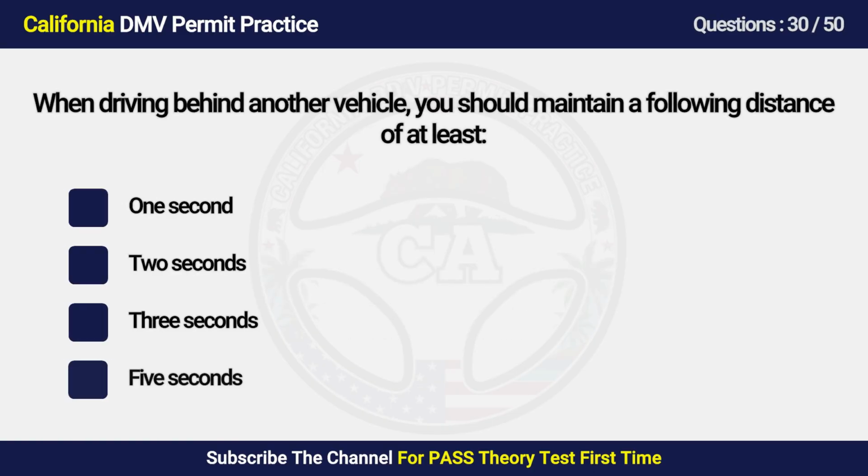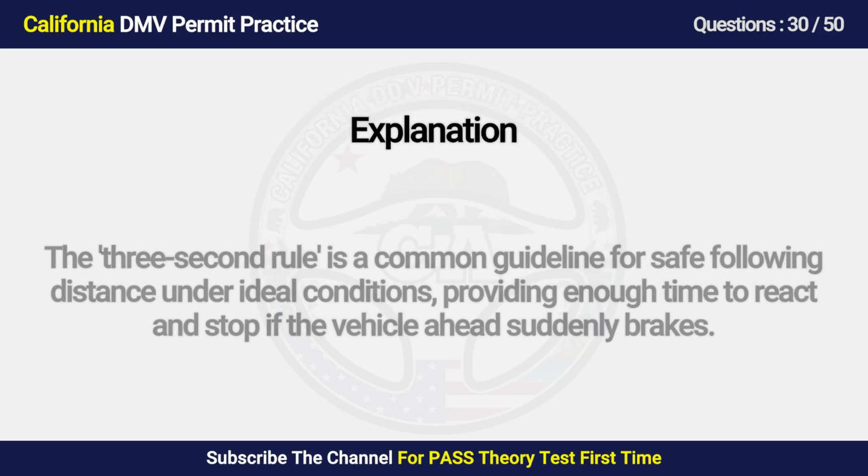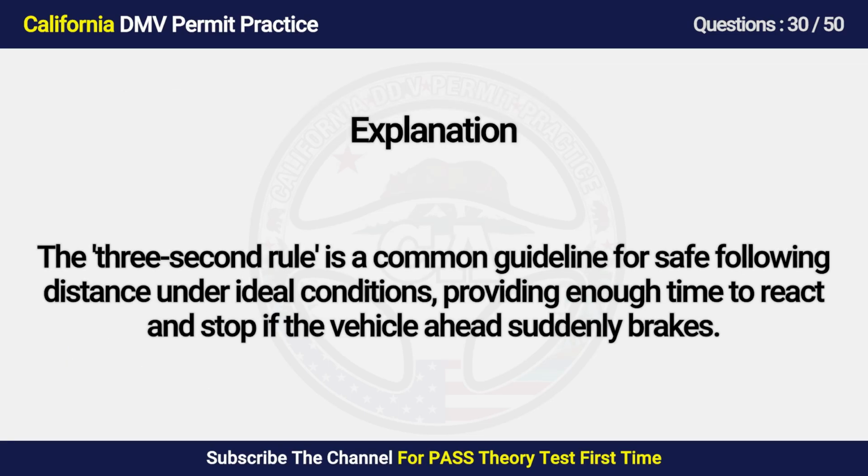Question 30. When driving behind another vehicle, you should maintain a following distance of at least: A. 1 second, B. 2 seconds, C. 3 seconds, D. 5 seconds. Answer is C. 3 seconds. The rule is a common guideline for safe following distance under ideal conditions, providing enough time to react and stop if the vehicle ahead suddenly brakes.